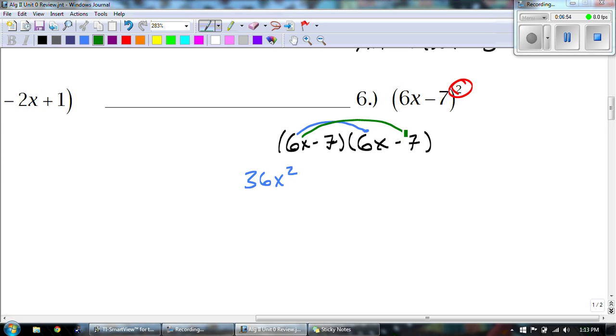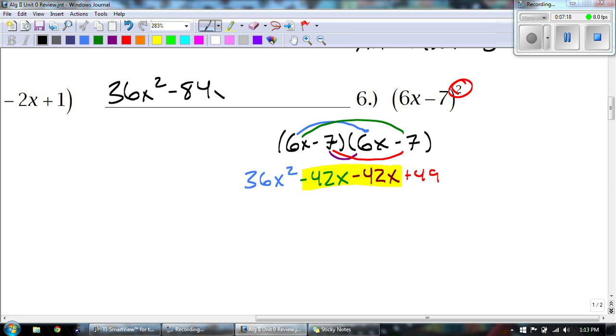Now 6 times negative 7 would be negative 42x. Once again, negative 7 times 6 would be negative 42x. And the negative 7 times negative 7 is a positive 49. I'm not done yet because I need to combine like terms, and when we do that, we get 36x squared minus 84x. Those don't cancel. Plus 49.